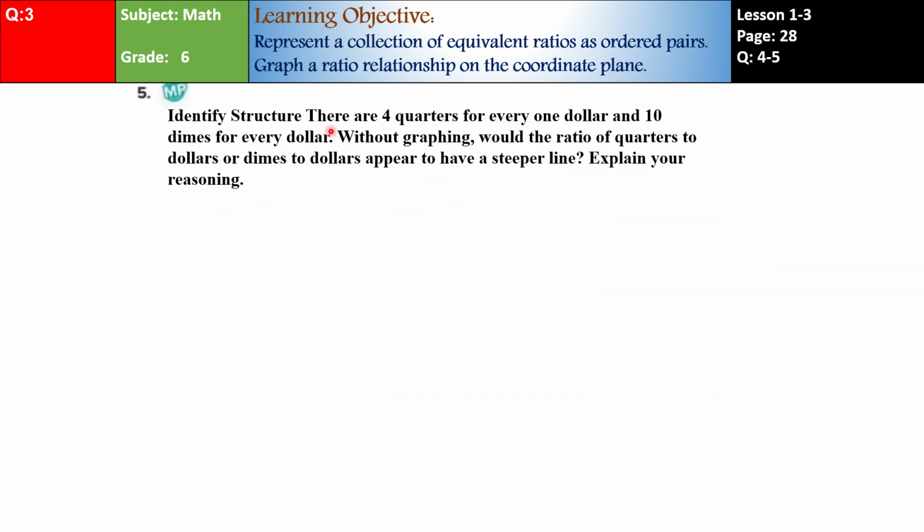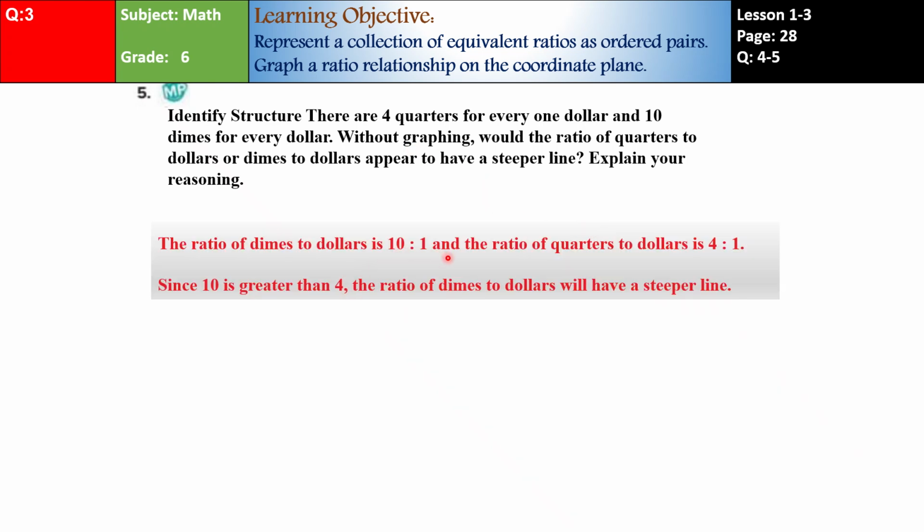Identify the structure: there are 4 quarters for every $1 and 10 dimes for every dollar. Without graphing, would the ratio of quarters to dollars or dimes to dollars appear as the steeper line? Now look, this is 4 and 10. 10 is obviously greater than 4. So the ratio of dimes to dollar is 10:1 and the ratio of quarters to dollar is 4:1. So 10 is greater than 4, so dimes to dollar will have a steeper line. This is how without graphing we can look at the numbers and identify which one is the steeper line.